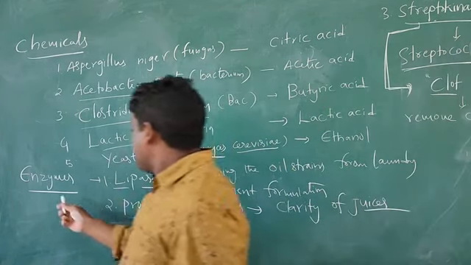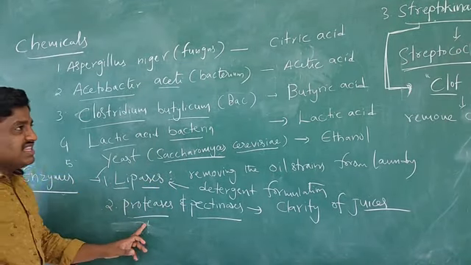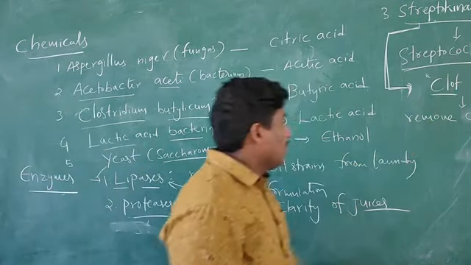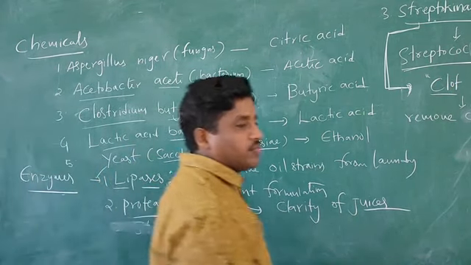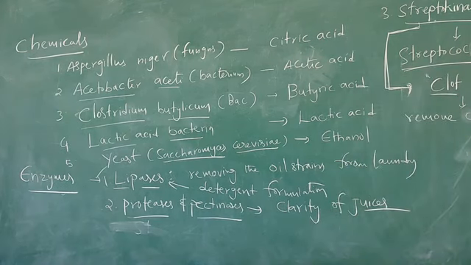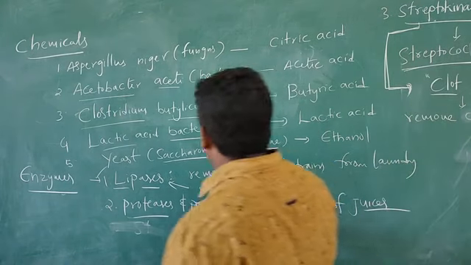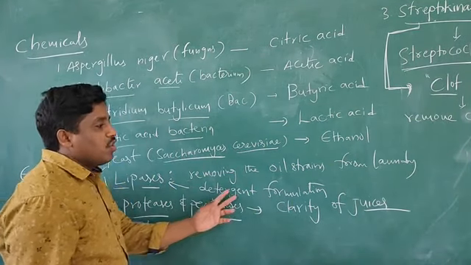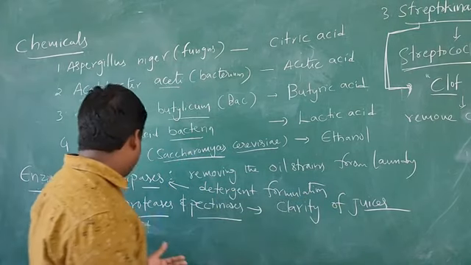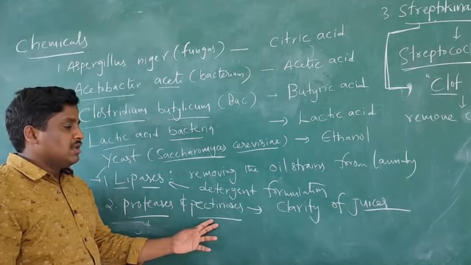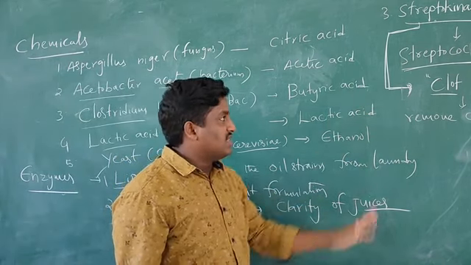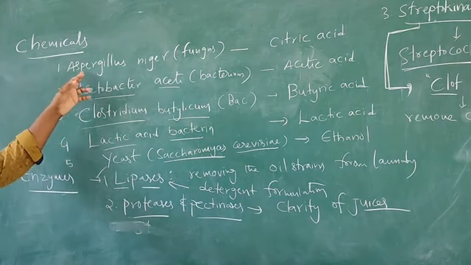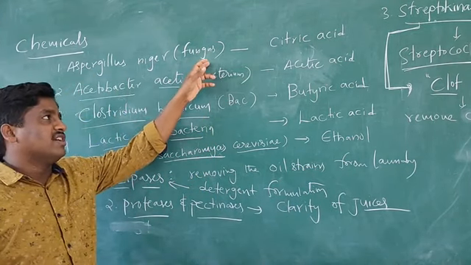Okay, enzymes here: lipases, proteases, and streptokinase. Once again, lipases are mainly used for detergent formulation, and can also remove stains from laundry. Proteases and pectinases are mainly used for clarity of juices. Streptokinase, already said. And once again, Aspergillus niger comes from a fungus organism.